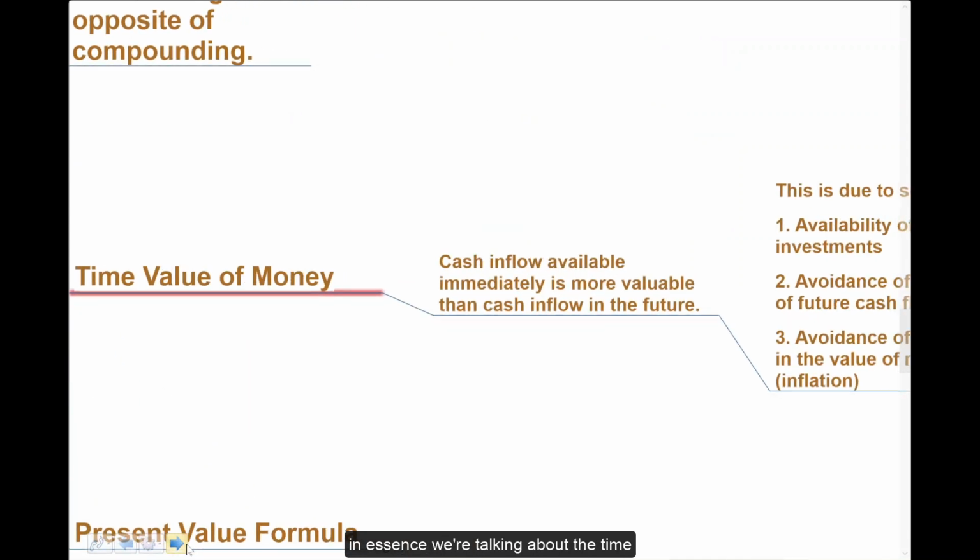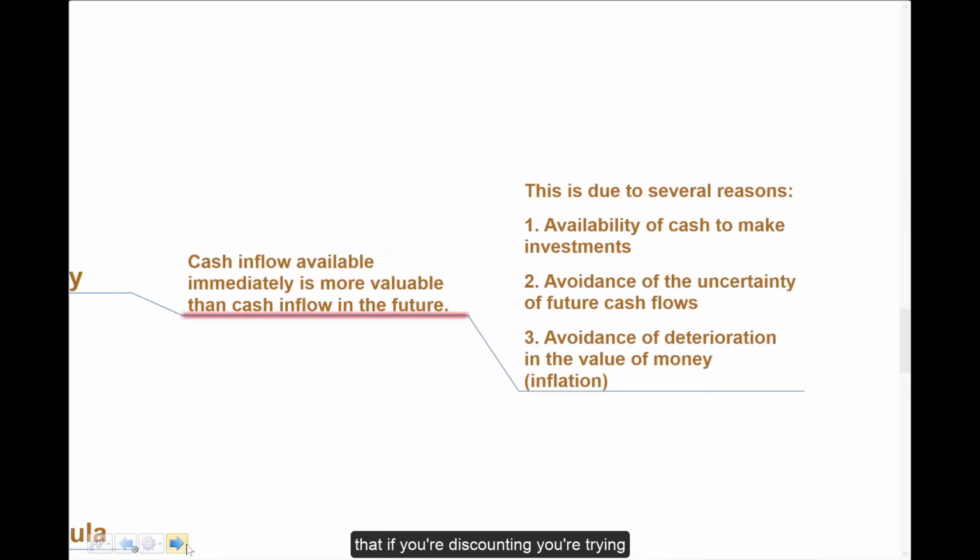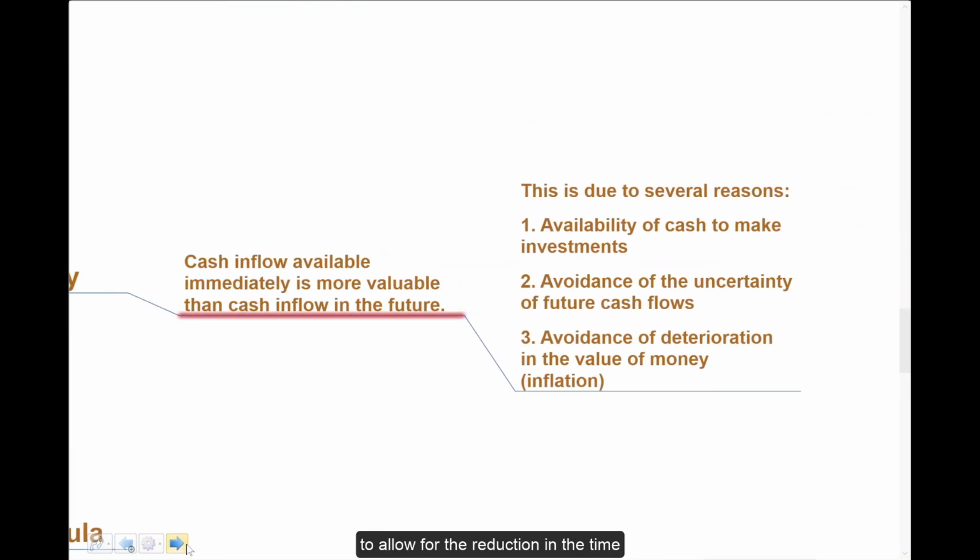So in essence, we're talking about the time value of money, aren't we? We're saying that if you're discounting, you're trying to allow for the reduction in the time value of money. So certainly, a bird in the hand is worth two in the bush. Cash inflow available immediately is more valuable than cash inflow in the future for several different reasons.